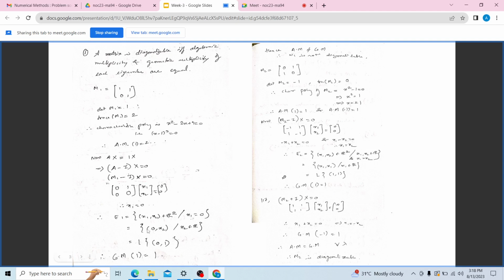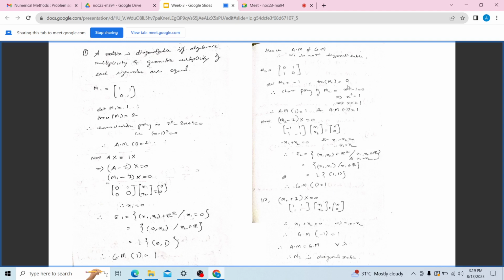So have you got this? Now similarly, when you calculate for matrix M2, that is 0, 1, 1, 0, here the determinant will be what? 0 minus 1. So the determinant of M2 is minus 1. Now the trace of M2: trace means you have to add the diagonal elements. So you will get 0 plus 0 equals 0.